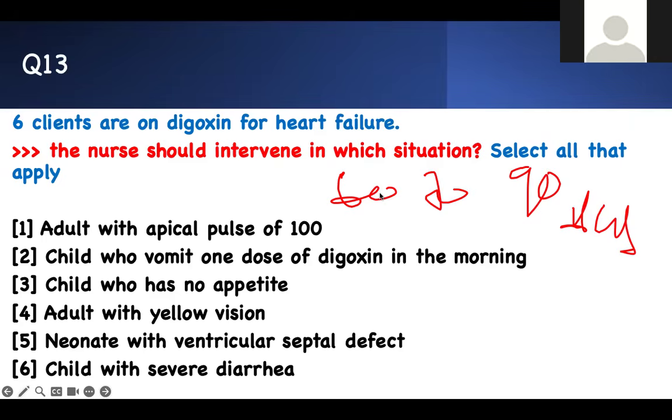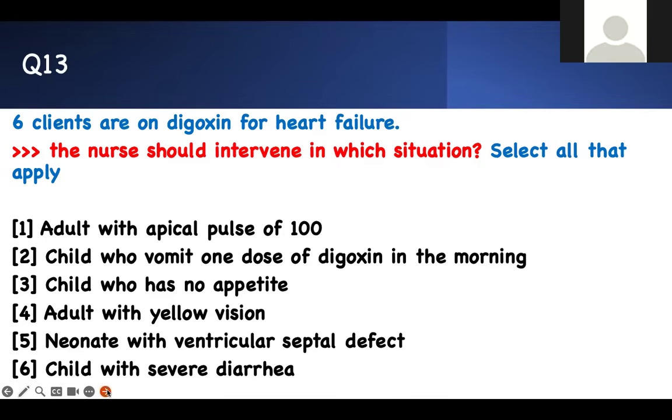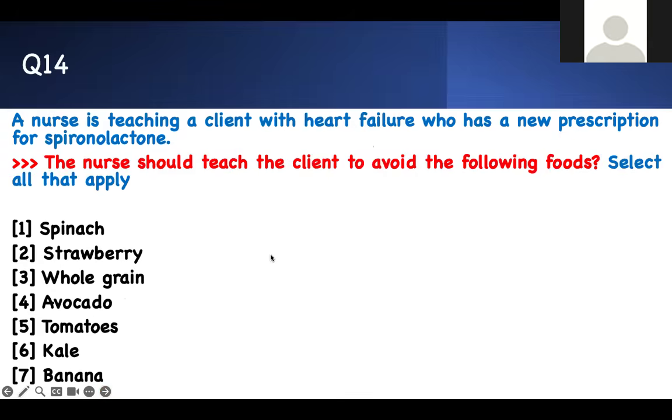Therefore, which patient should the nurse intervene? Number 2, we got to check on him. Number 3, we got to check on him. Number 4, we got to check on him. And of course, number 6. So these are little questions. You need to master them because that's what the NCLEX or nursing school asks you.